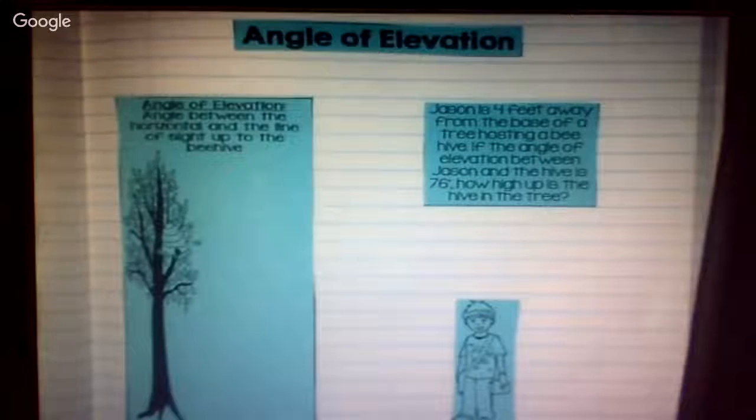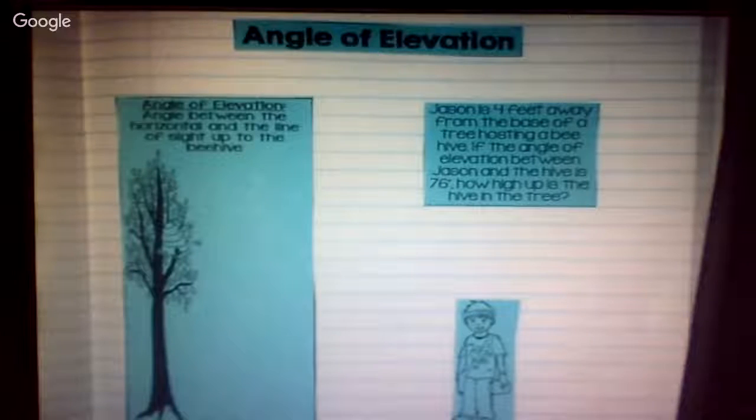So your angle of elevation is the angle that goes from the ground up to the sky. So it'll be one of the ones along the ground. It can go from the ground up in this direction, or in this direction. It does not matter. It's one of the ones along the ground that rises into the air. Angle of elevation is the angle between the horizontal line, so the line of the ground, and the line of sight up to the beehive.